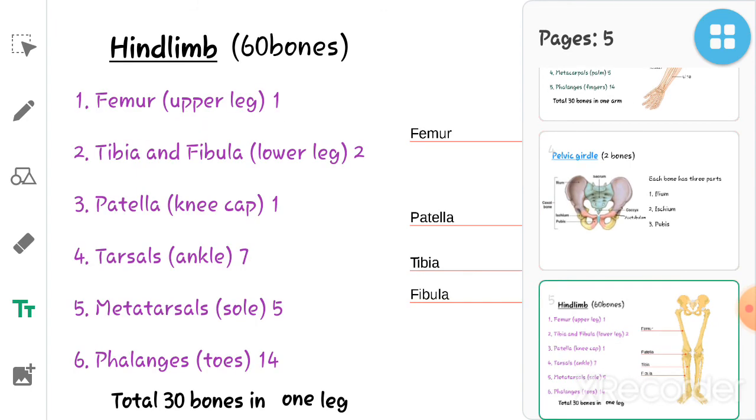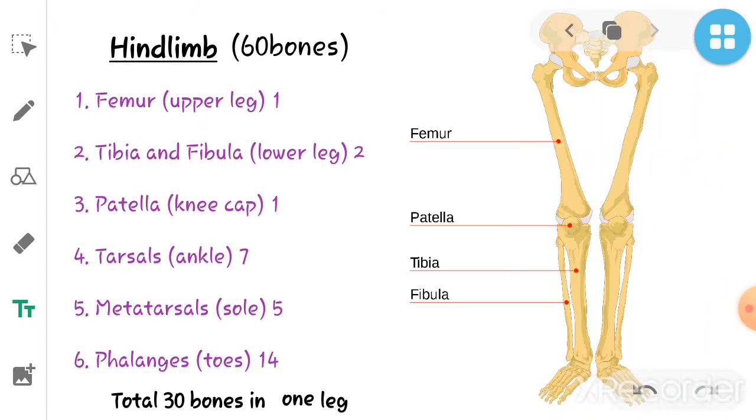Next we have the hind limb. In the human body, 2 hind limbs are there and total bones in the hind limbs are 60. Let's discuss the different parts of the hind limb. The upper portion of our leg is made up of a bone known as the femur or thigh bone. Only a single bone is present in our thigh. And one very important thing regarding the femur is that this is the longest bone present in the human body.